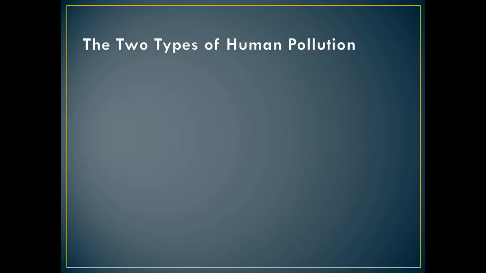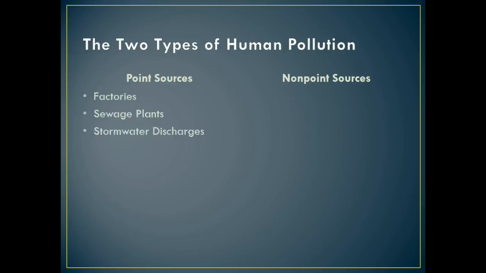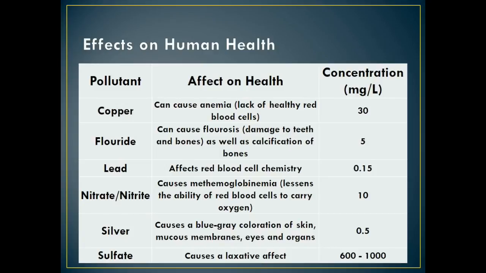Let's take a closer look at human-made pollution. There's two types of human-made pollution: point sources and non-point sources. Point sources include factories, sewage plants, and stormwater discharge, where you can point to a specific location where the pollution is produced, like a pipe. Non-point sources include urban runoff, farming, mining, and construction sites, where pollution is more diffuse, like over a field or city.